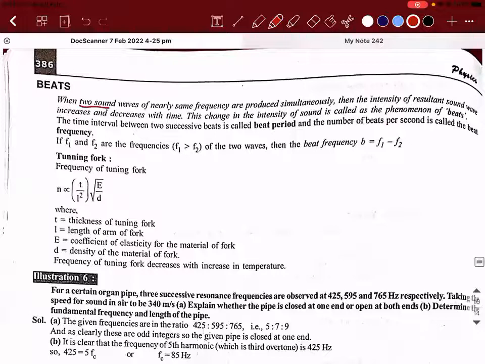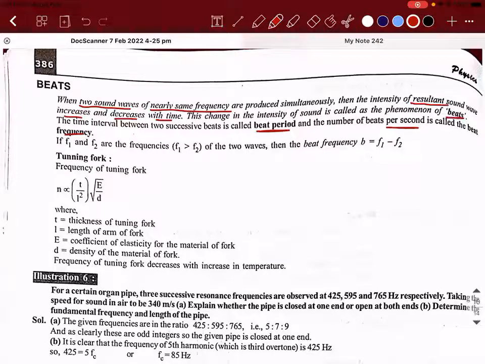So when you have two sound waves of nearly the same frequency, which are produced simultaneously, then the intensity of the resultant sound wave increases and decreases with time. So the change in intensity of sound is what is called the phenomenon of beats. And the time interval between two successive beats is called the beat period. And the number of beats per second is what is called the beat frequency. Let me explain this.